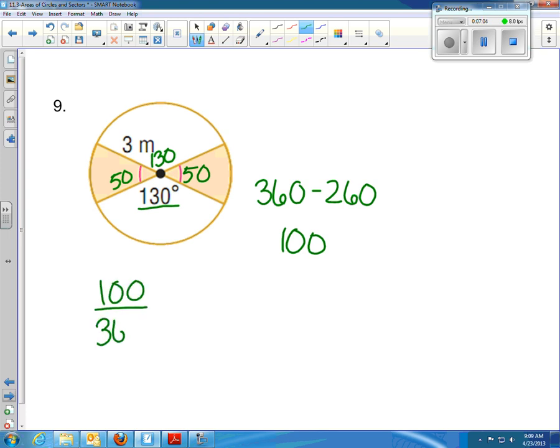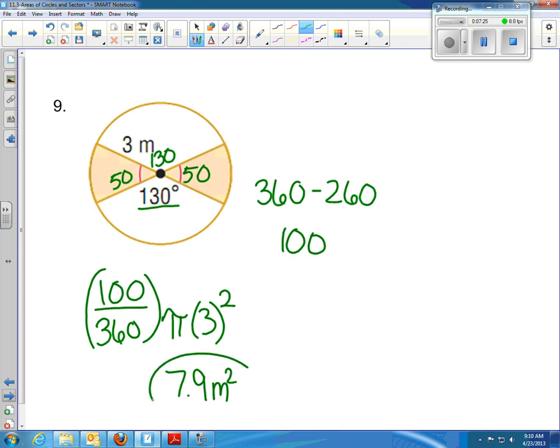So 100 over 360 times our diameter, that's our length formula, times pi, and our radius squared. Go ahead and type that into your calculator. And we end up with 7.9 meters squared for our area, and that's for both sections together.